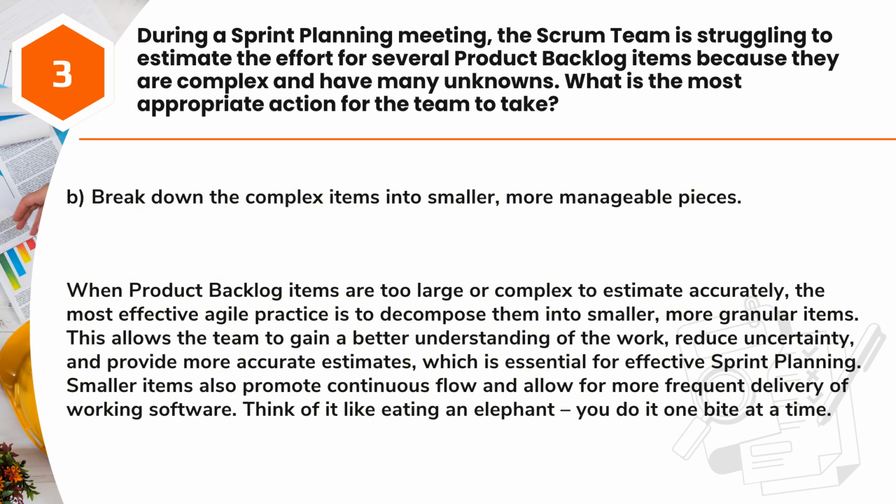Answer B. Break down the complex items into smaller, more manageable pieces. When product backlog items are too large or complex to estimate accurately, the most effective agile practice is to decompose them into smaller, more granular items. This allows the team to gain a better understanding of the work, reduce uncertainty, and provide more accurate estimates, which is essential for effective sprint planning. Smaller items also promote continuous flow and allow for more frequent delivery of working software. Think of it like eating an elephant. You do it one bite at a time.